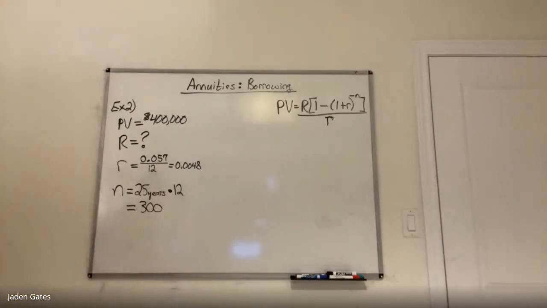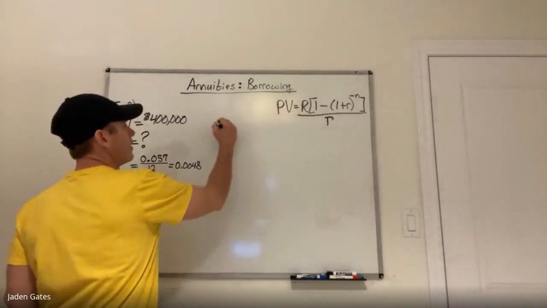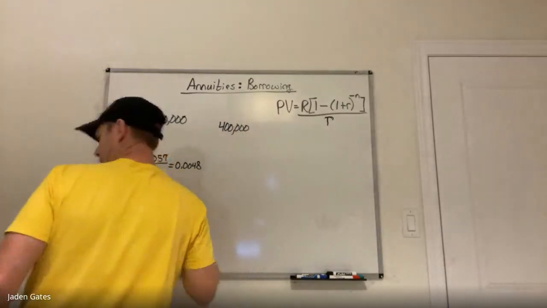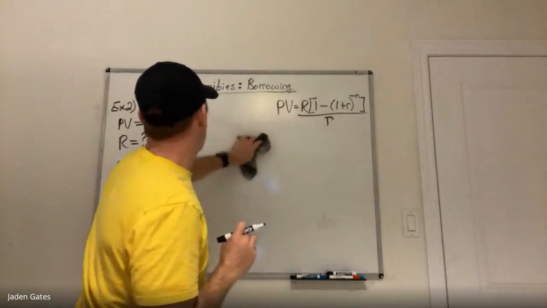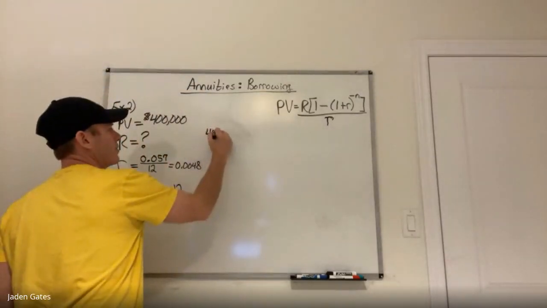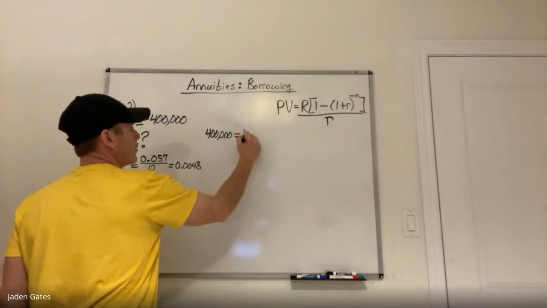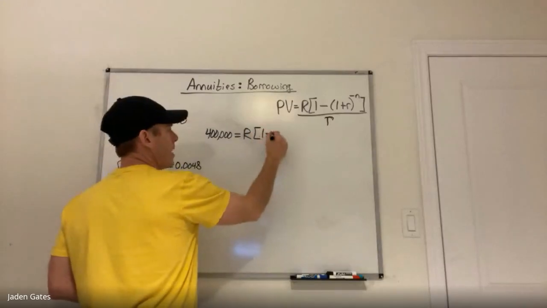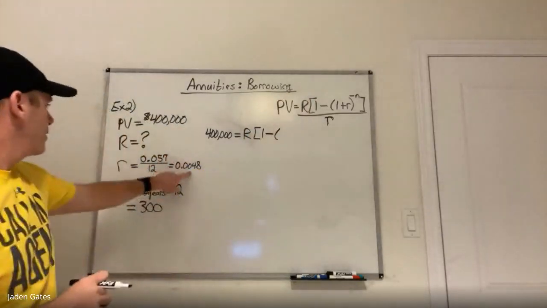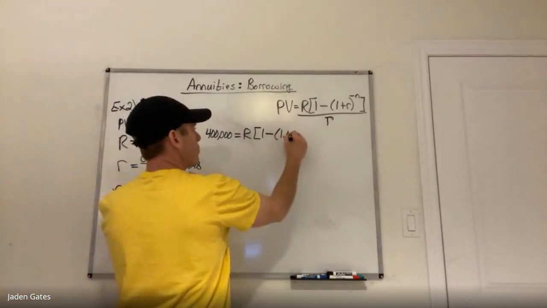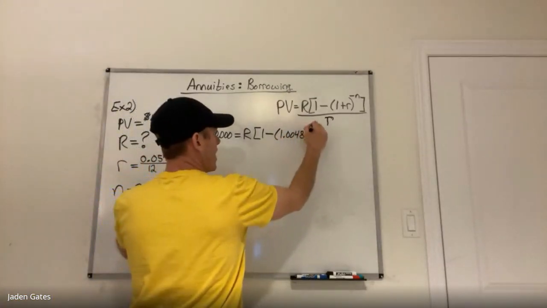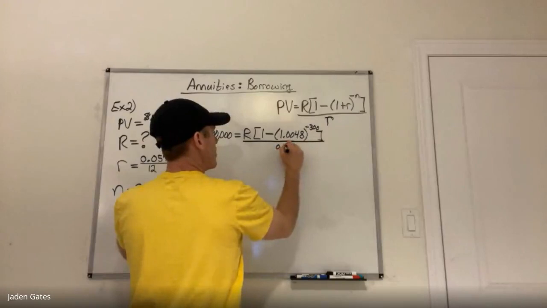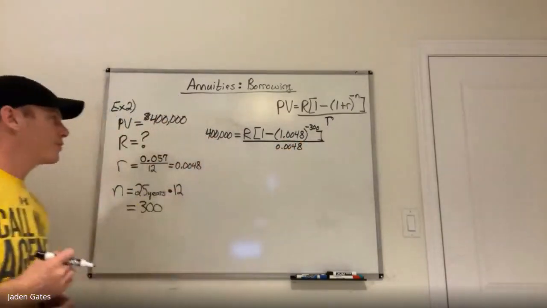All right, so I'm going to substitute in my values here. I have 400,000 as our present value because that's what we presently owe. I'm going to give myself some space here. So 400,000 equals, we don't know what the regular payment's going to be, R, again with the square brackets. So I've got 1 minus 1 plus the rate. So there's the rate, 1.0048, but this time to the power of negative 300. And of course, I can't forget my rate down below, which is just the rate, not 1 plus the rate.